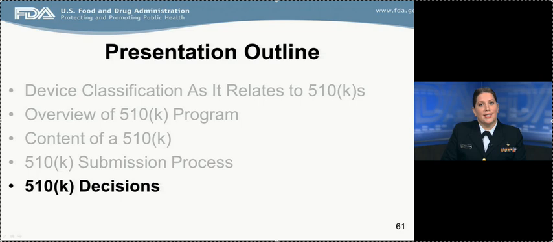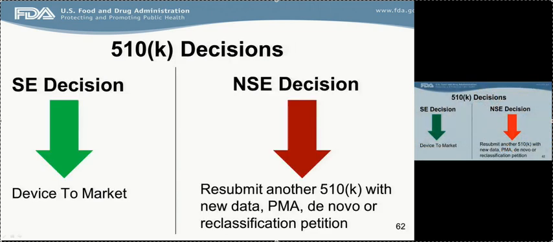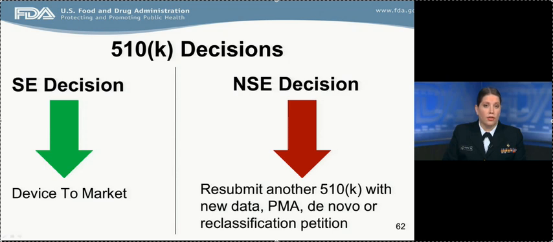So now let's talk about 510K decisions. You can receive a substantially equivalent decision or a non-substantially equivalent decision. If you receive a substantially equivalent decision, you can then market your product. You have received 510K clearance. It's important to note, though, that once you receive 510K clearance, you now have a valid 510K number, and you should complete your establishment registration and device listing. Please refer to the other modules on CDRH Learn for additional information on how to comply with registration and listing requirements. If you receive an NSE, or non-substantially equivalent decision, you may have to resubmit another 510K with new data. It may be appropriate for you to submit a PMA, a de novo, or a reclassification petition.